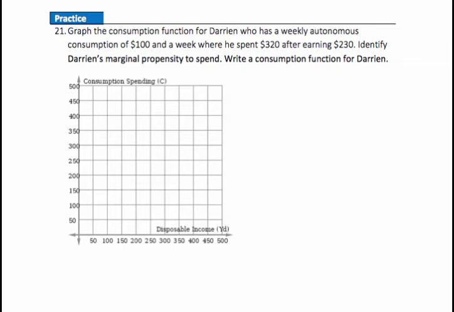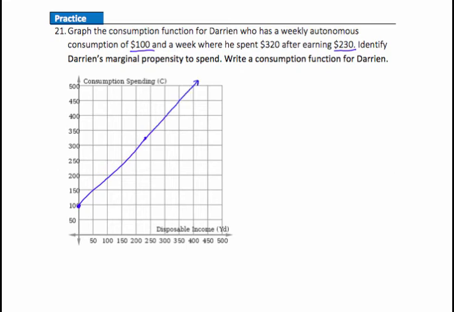Okay, so he has a pretty low autonomous spending here. It's just $100. So there's 1 point for him. The other one, he earns $230 and spends $320. So $230, spending $320. Looks like right about there. Again, we're just estimating here, but you should end up with something like that.